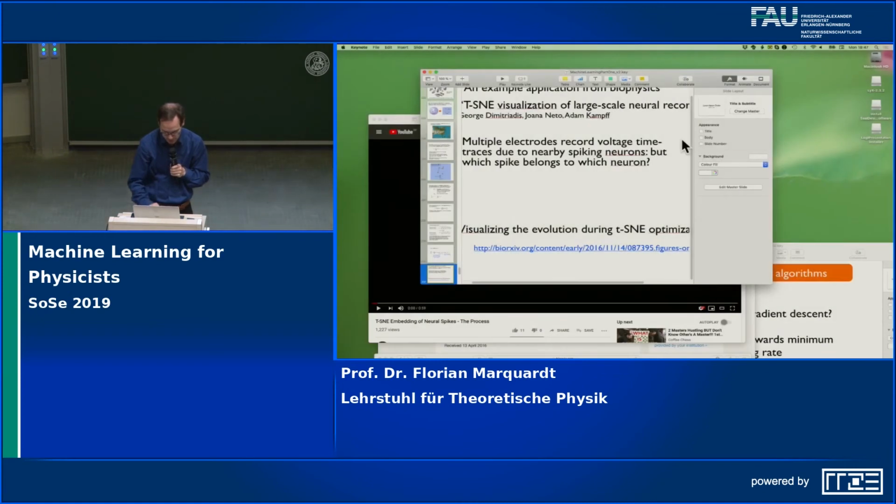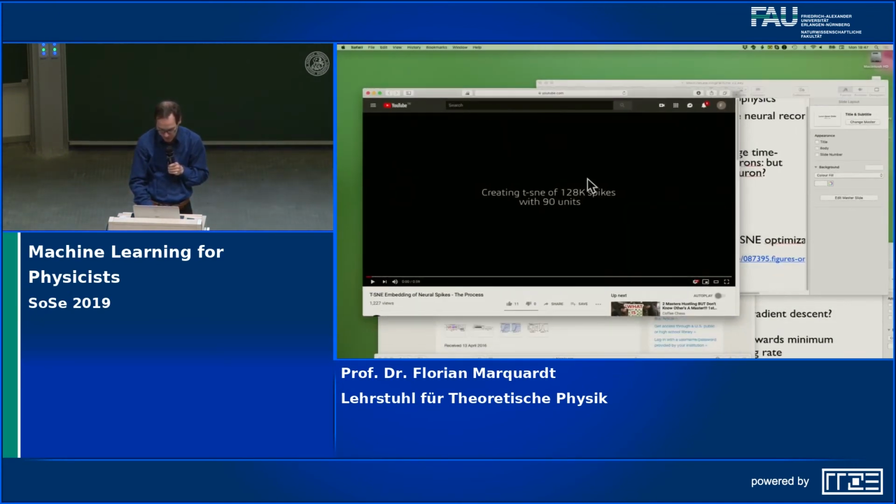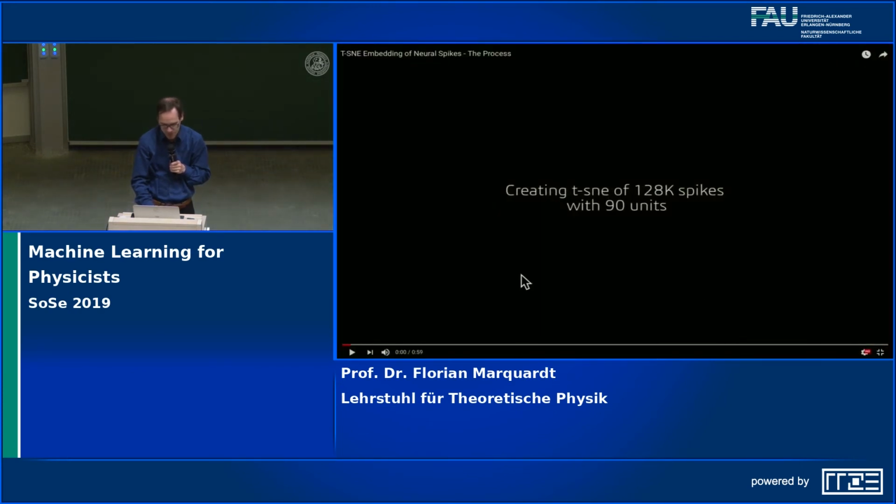And so let me just switch to the video, because what these people did was they let this tSNE gradient descent run. And so what you will see is a point cloud of points that are moving around in this low dimensional space, trying to minimize the cost function that we saw. And you will see it's completely scattered in the beginning, but then slowly the clusters emerge.